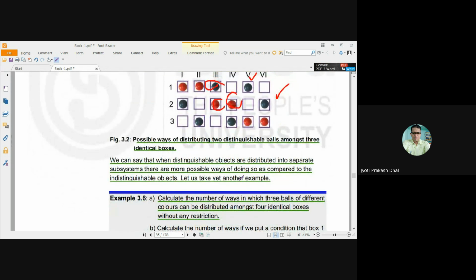We can say that when distinguishable objects are distributed into separate subsystems, there are more possible ways of doing so as compared to indistinguishable objects. So here the balls are of two types, so that's why they are distinguishable, one is red color and another is blue color.